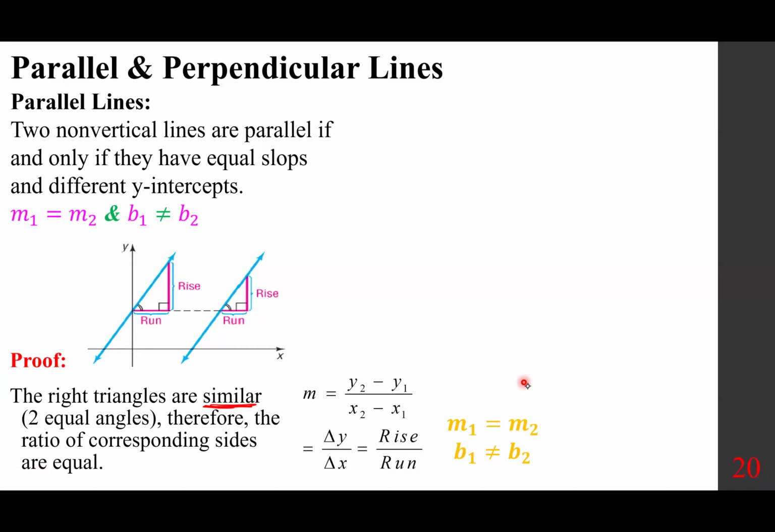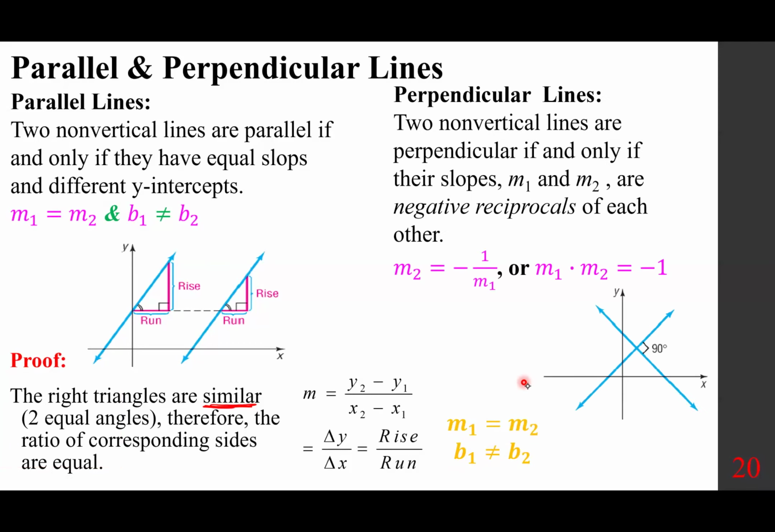All right, we are going to move on to perpendicular lines. Two non-vertical lines are perpendicular if and only if their slopes m sub 1 and m sub 2 are negative reciprocals of each other. We can write it in the following manner. M sub 2 is negative 1 over m sub 1, or m sub 1 times m sub 2 is negative 1. They make a 90-degree angle at the point of intersection. So I hope everybody's fine with that, and it should make sense to everybody.